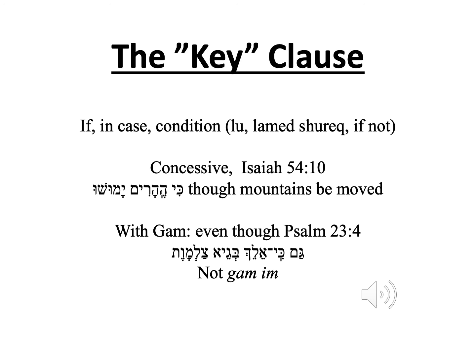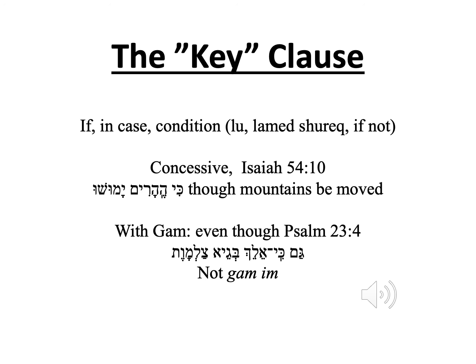Sometimes ki is used in a concessive sense, such as Isaiah 54:10, in which it is translated as though the mountains be moved. And then it can be emphasized even more with the particle gam, also or even, gimel mem, such as Psalm 23:4, gam ki, even though I walk through the valley of the shadow of death. Not gam im, even if, but gam ki.